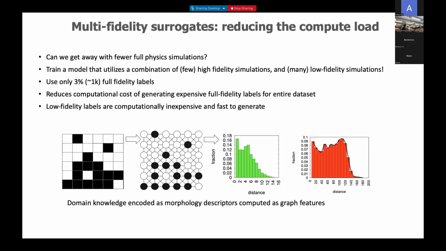So our target was, could we use only 1,000 full fidelity simulations? That's a 30x reduction in the amount of simulations that we want to perform. So instead of taking 6 months, we can get the data we wanted in 2 days. This essentially reduces the computational cost of generating these expensive full fidelity simulations.